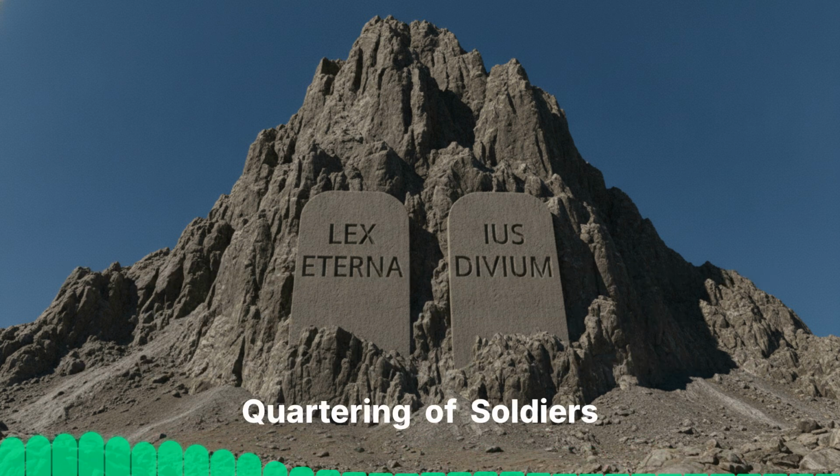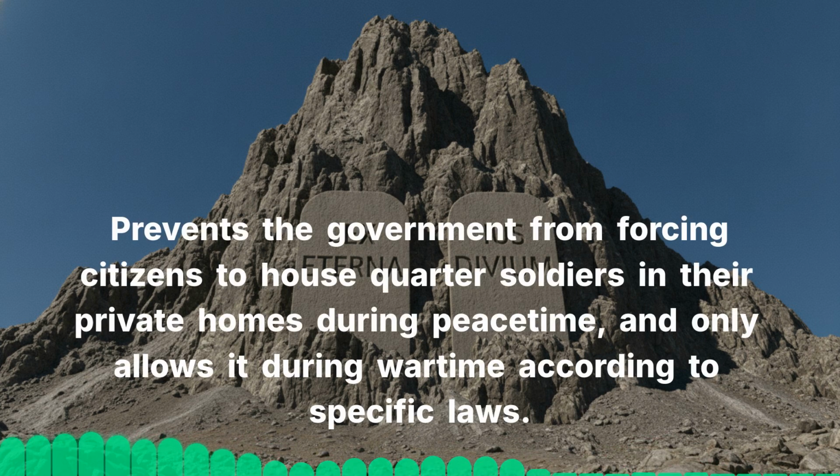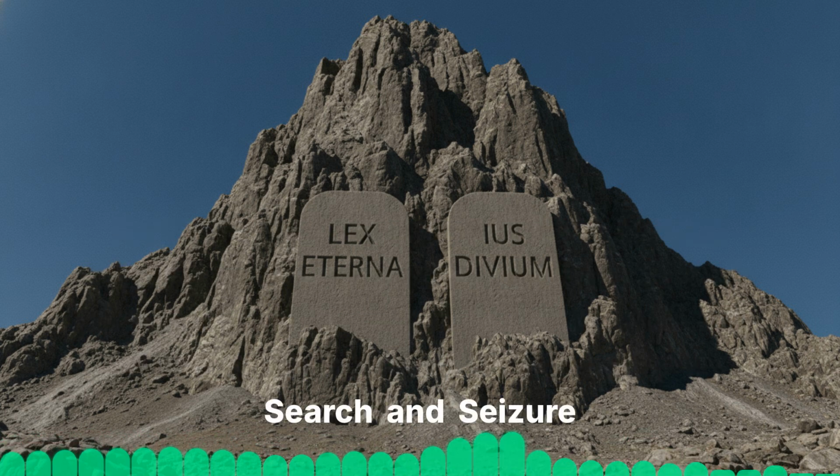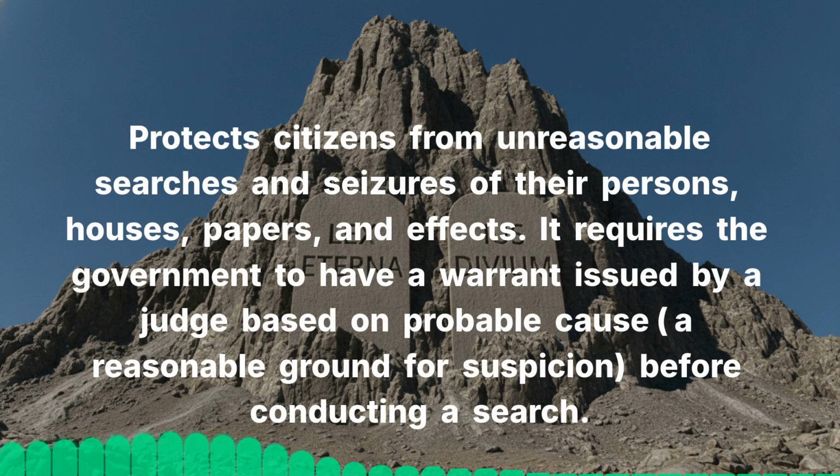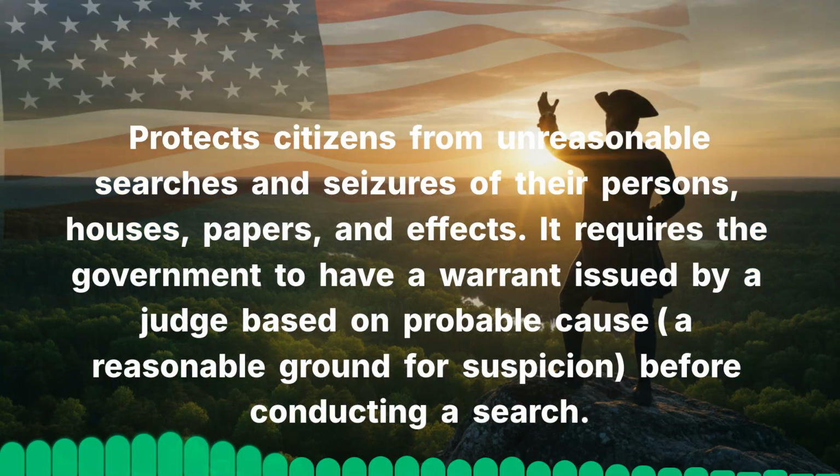Third Amendment, quartering of soldiers. Prevents the government from forcing citizens to quarter soldiers in their private homes during peacetime, and only allows it during wartime according to specific laws. Fourth Amendment, search and seizure. Protects citizens from unreasonable searches and seizures of their persons, houses, papers, and effects. It requires the government to have a warrant issued by a judge based on probable cause, a reasonable ground for suspicion before conducting a search.